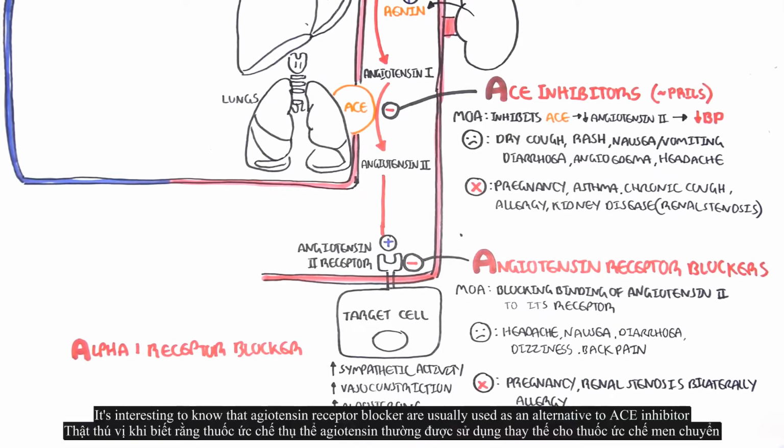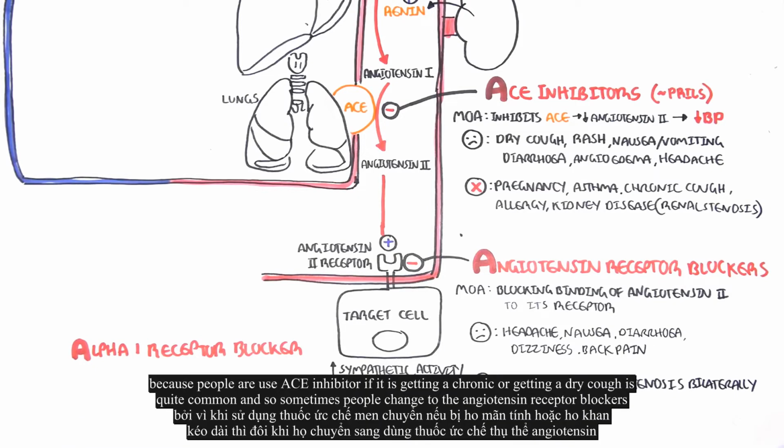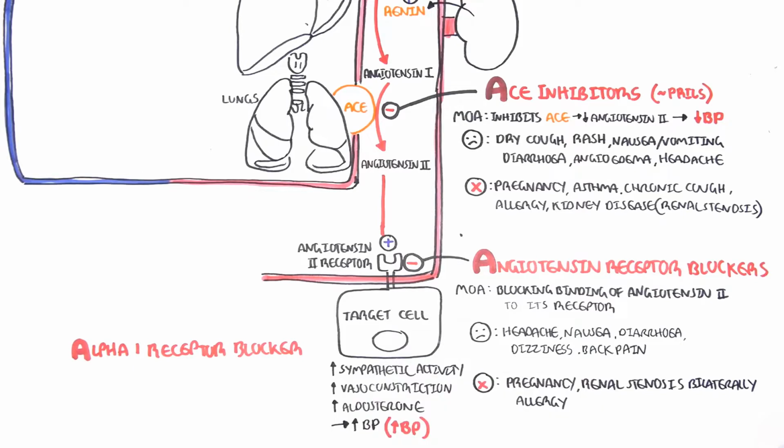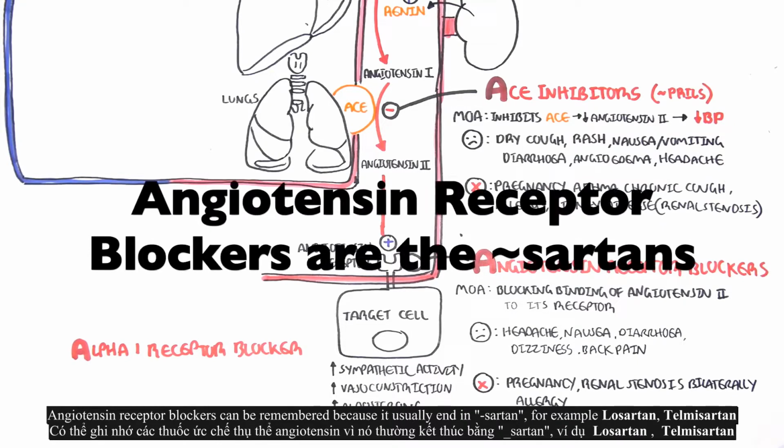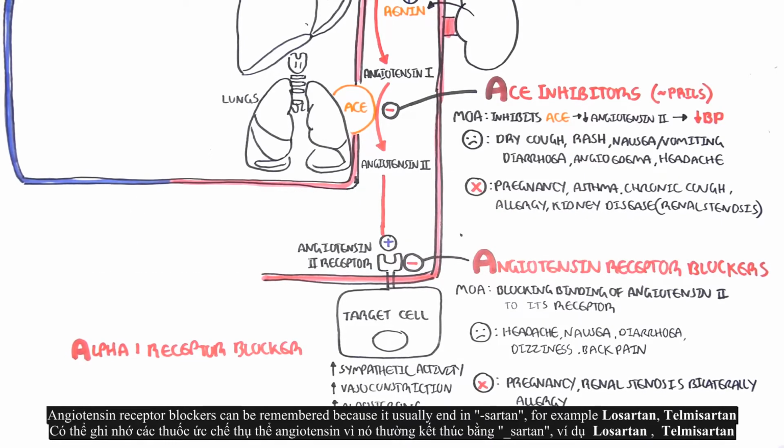It's interesting to note that angiotensin receptor blockers are usually used as an alternative to ACE inhibitors, because for people that use ACE inhibitors, getting a dry cough is quite common, and so sometimes people change to the angiotensin receptor blockers. Angiotensin receptor blockers can be remembered because they usually end in sartan. So for example, losartan, the sartans.